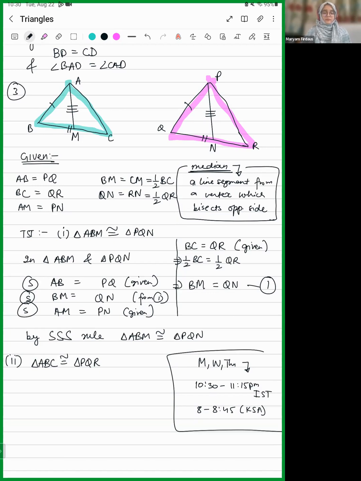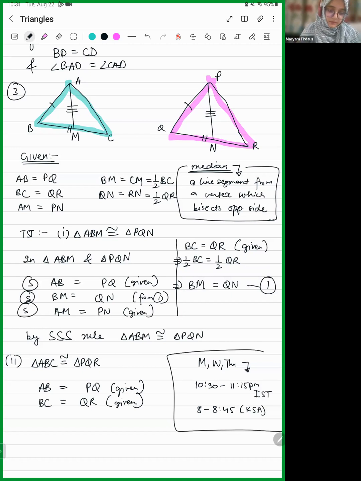AB is equal to PQ. Good. BC is equal to QR. Reason: given. Okay, then.